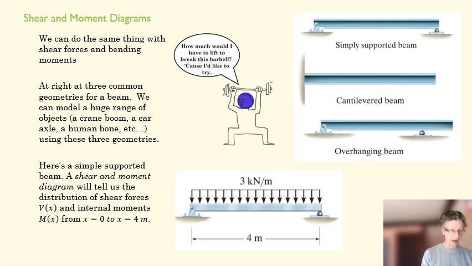So let's take our example here. Here's a simply supported beam. We're going to find a shear moment diagram, and it's going to give us a distribution of shear forces, Vx, and of internal moments, Mx, from 0 all the way to x. So that's our goal.